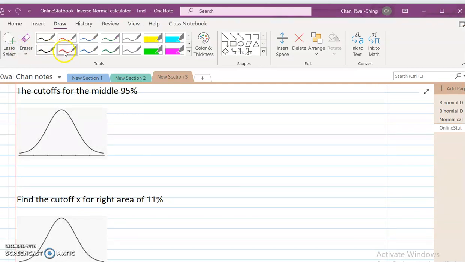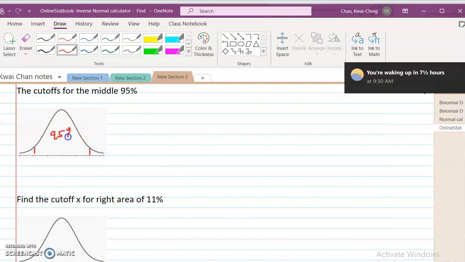For graphing, you would say it is the middle 95%, so you do between.